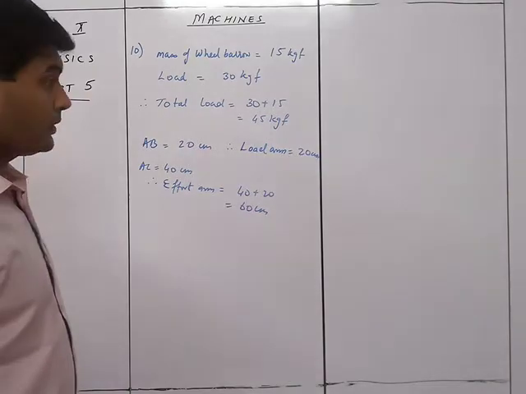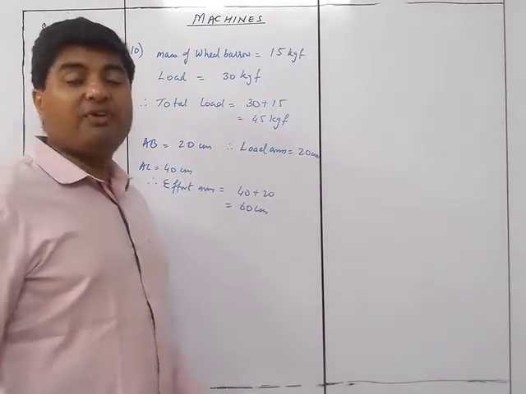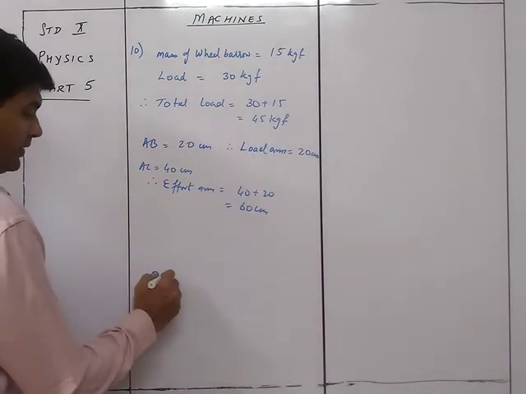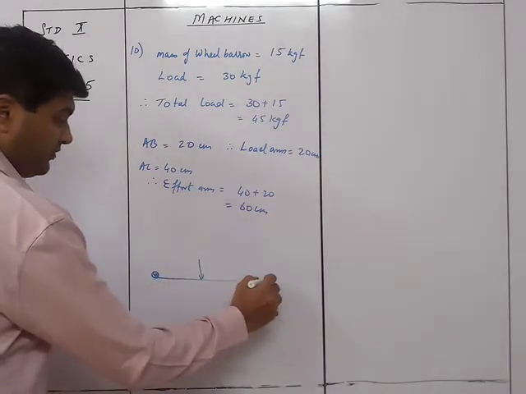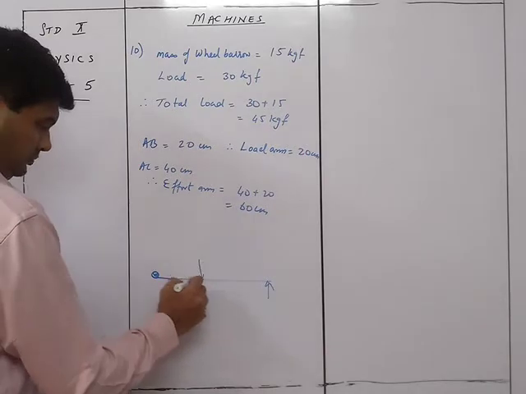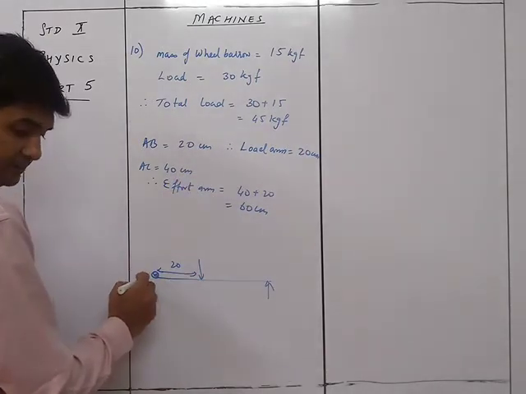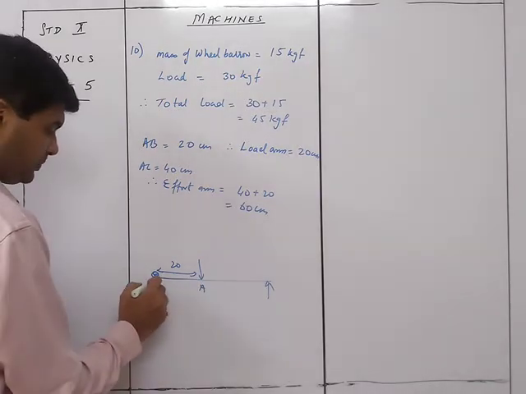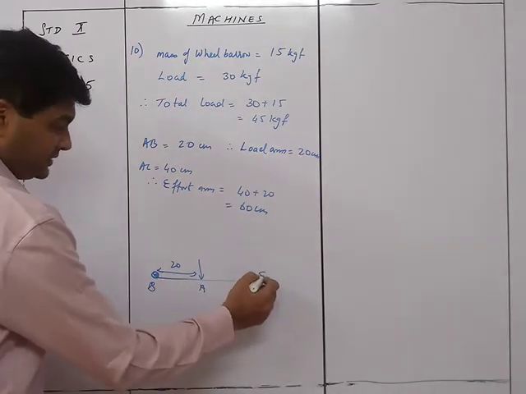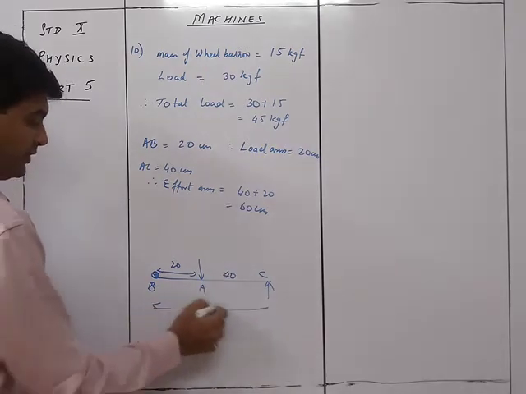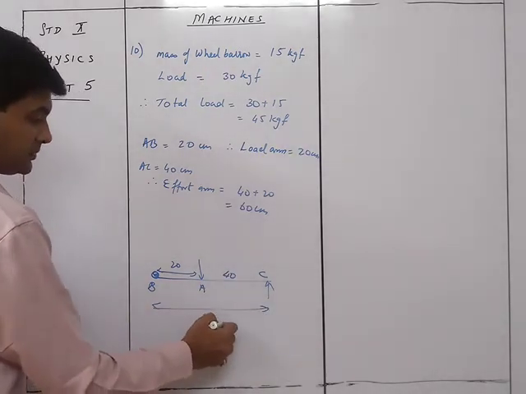Got it? Because the fulcrum is at the other end. See, we see that the fulcrum is over here, the load is over here and the effort is over here. So the load is at a distance of 20 centimeters. This is A, this is B, and this is C. This AC is given as 40. So automatically the effort arm will be from here to here, that is 60 centimeters.